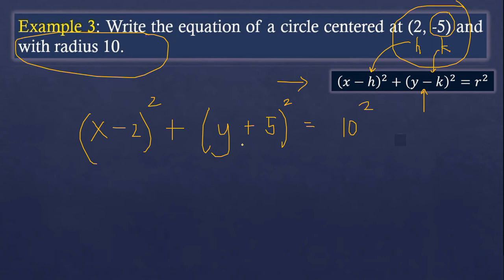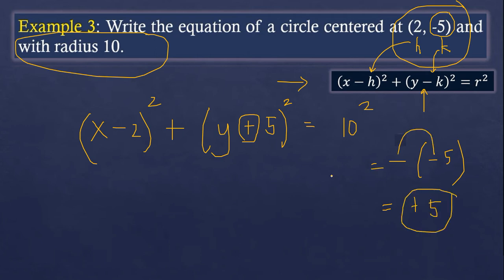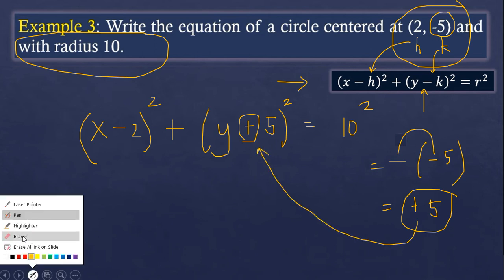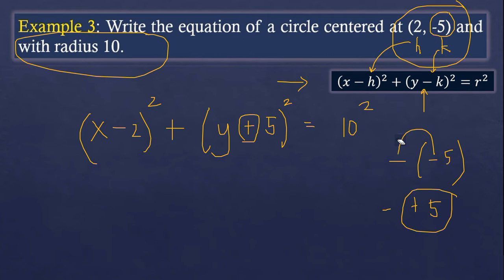Then, sir, bakit po napalitan ng plus yung y minus k? Kasi nga, negative times negative 5 is equivalent to positive 5. So, negative times negative is positive. That's why we have y plus 5 here. Okay, I hope nagigets na siya.